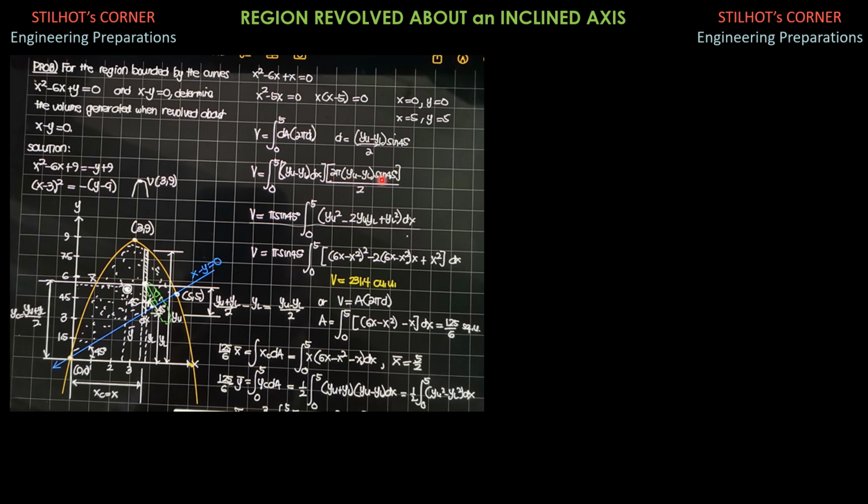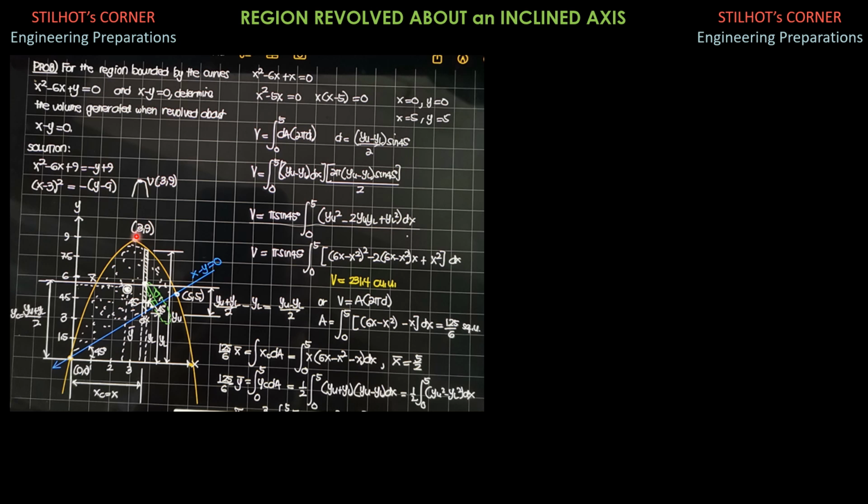We put pi sine 45 before the integral sign, then we'll have integral 0 to 5 of upper y minus lower y times upper y minus lower y dx. And if we expand that, that is simply upper y squared minus twice upper y lower y, then plus lower y squared. Substitute the values.